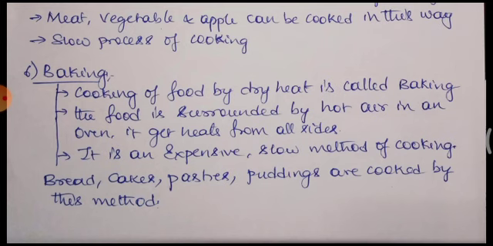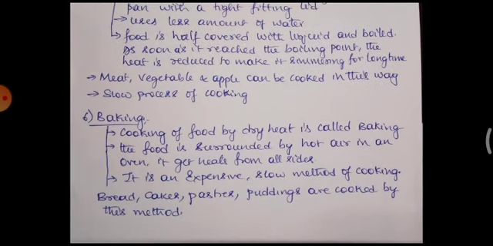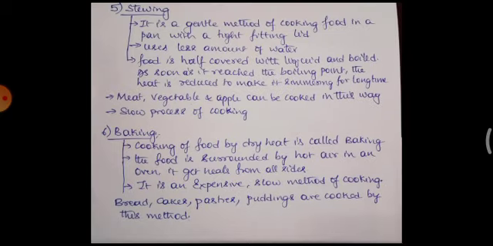Bread, bun, puffs, cake are costly because the process involves hot air which is obtained from current or electricity. Hence it is expensive. It's a slow method of cooking. Bread, cakes, pastries, and puddings are cooked by this method. Here hot air is used and the temperature is also high. So these baked items are tasty, but they lack nutrients because high temperature destroys the nutrients. So this is the sixth method of cooking, that is baking.